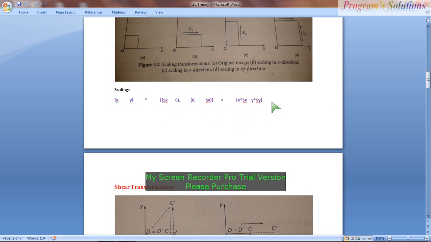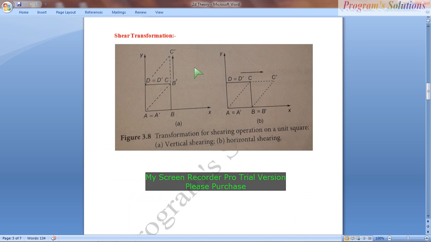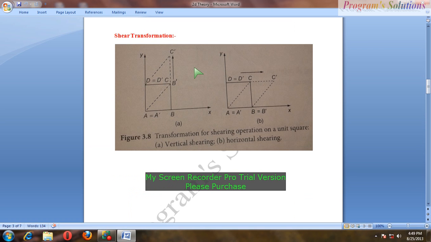The next operation we will see is shear transformation. In shear transformation we actually move one part of the image with respect to x and y direction by a specific unit. Here we have performed the vertical shearing, and here we have performed the horizontal shearing. In vertical shearing we have moved this BC side in the vertical direction, that is the y direction, and in this we have moved the DC side in the horizontal direction.